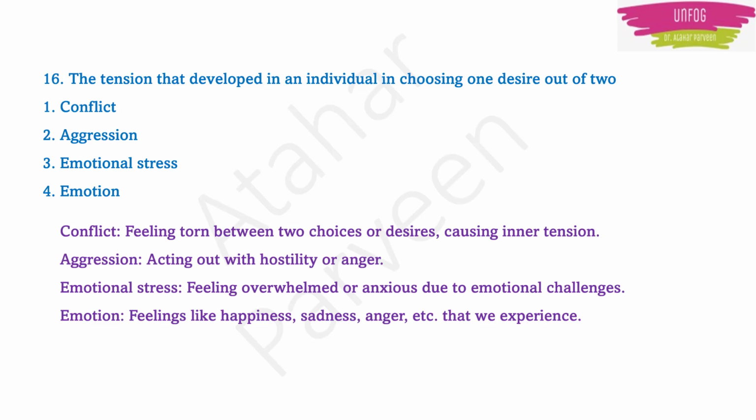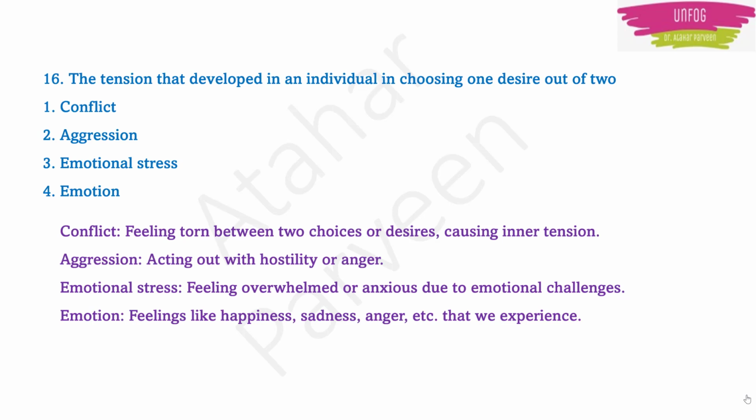So what is a conflict? Conflict means feeling torn between two desires or two choices. Because of this, you will have a lot of inner tension. That is known as conflict. Aggression means behaving very angrily. That is aggression. Emotional stress means being anxious due to some emotional challenges inside our mind. Next, emotion. Emotion means we know it, right? It's like feeling happy or feeling sad or getting angry. Whatever feelings we experience, they are known as emotion.